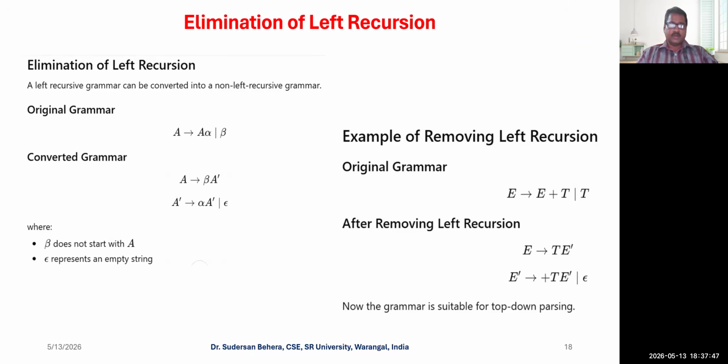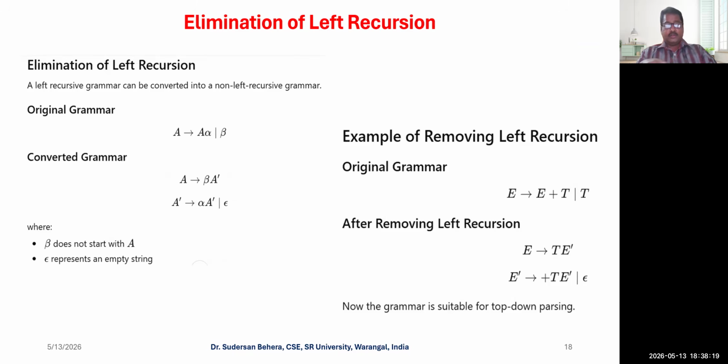Elimination of left recursion. How to eliminate left recursion? There is a formula. A left recursive grammar can be converted into a non-left recursive grammar. The original grammar is A derives A alpha or beta. Let us say A derives A alpha or A derives beta. You can write it in one line also by using the vertical bar symbol. A derives A alpha is one production. A derives beta is another. But the condition is that beta should not start with A again.